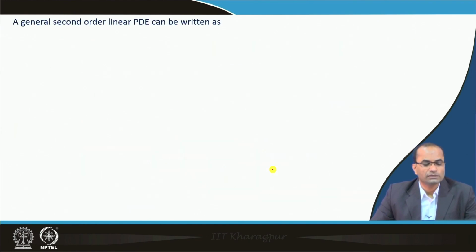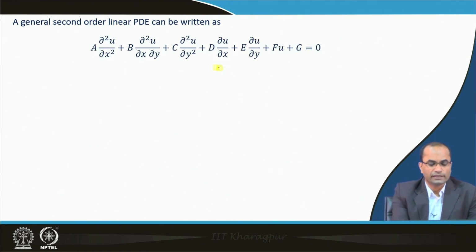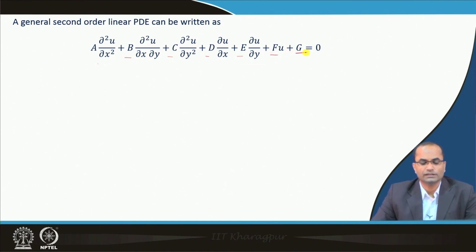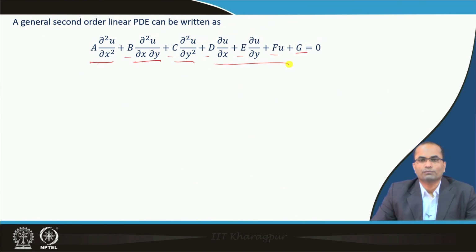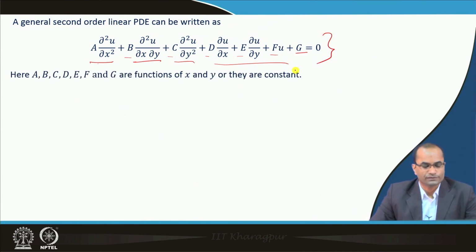A second order general linear partial differential equation can then be written in this form, where a, b, c, d, e, f and g are either constants or functions of x and y. They do not depend on u. So, then we have only a linear expression in u, and there is no product of u and its derivatives appearing in the whole equation.